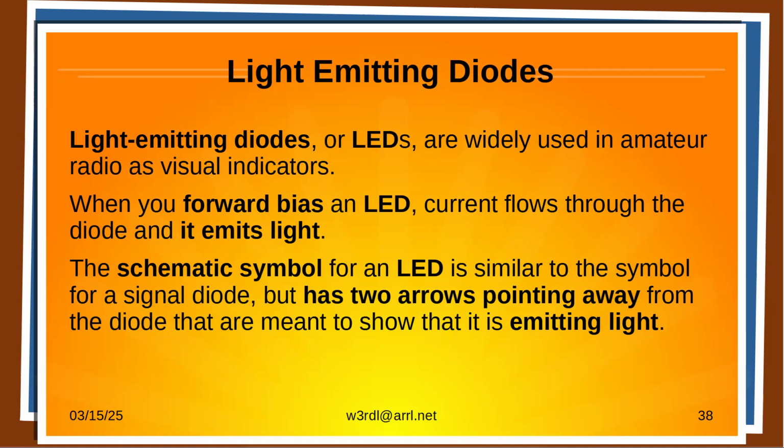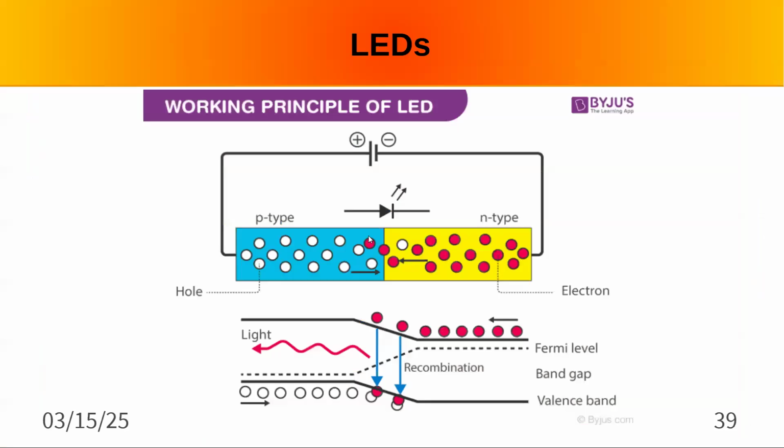They may even do ultraviolet. I'm not sure. I wouldn't doubt it. The symbol is basically the same except for a couple little arrows showing light coming out. And it's made kind of the same way with your p-n junction.